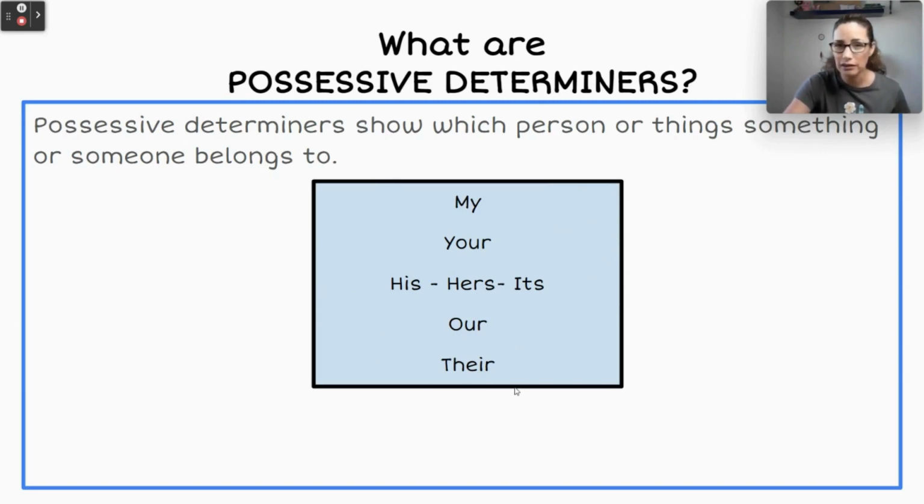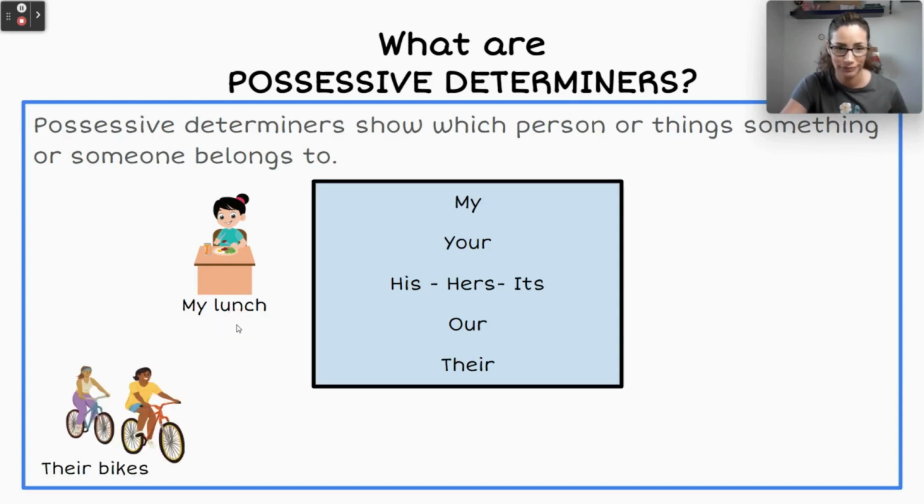Now we're going to look at examples, because these words, when you just look at them like that, it's a little confusing. But if you see them and use them in examples, it'll be a lot easier. This first one: this is my lunch. These are their bikes.